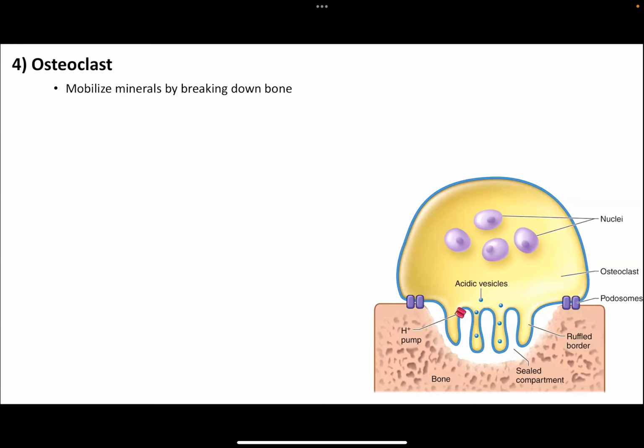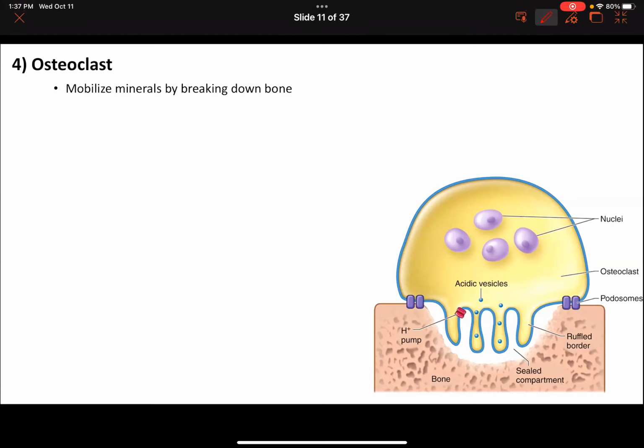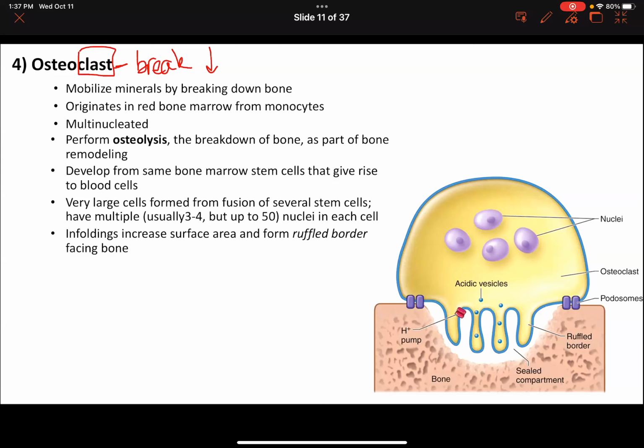The last type of bone cell that we have is an osteoclast. Now, a clast is going to be a suffix that represents breakdown. So we've got the breakdown of bone. And so what an osteoclast does is it basically is going to free up minerals that are stored in bone, in that hard matrix of bone, and it frees it up by breaking down the bone. It physically or chemically actually breaks down the bone and sets it free.